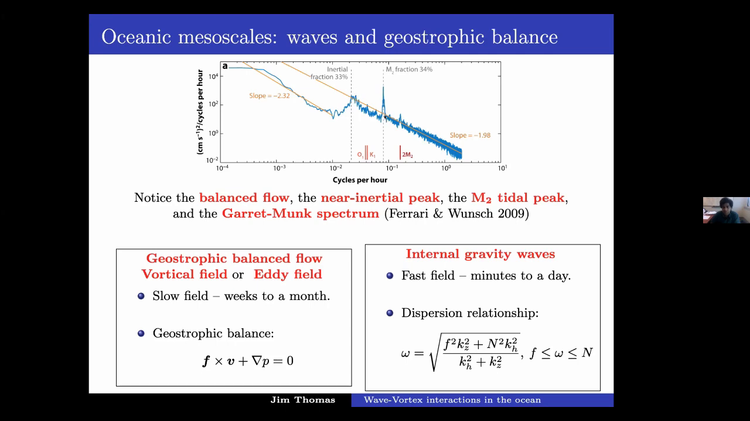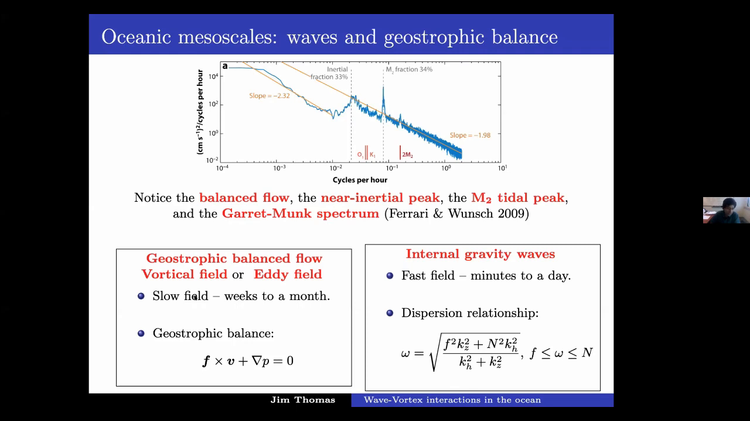This corresponds to tidal forcing, and then there's a whole spectrum of waves called the Garrett-Monk spectrum. So these are all the waves in the ocean. Much higher frequency waves, surface gravity waves, and acoustic waves will all be here at the tip. At the low frequency end here, this is where all the vortices are. This component is called the geostrophic balance component, and this is the slow field.